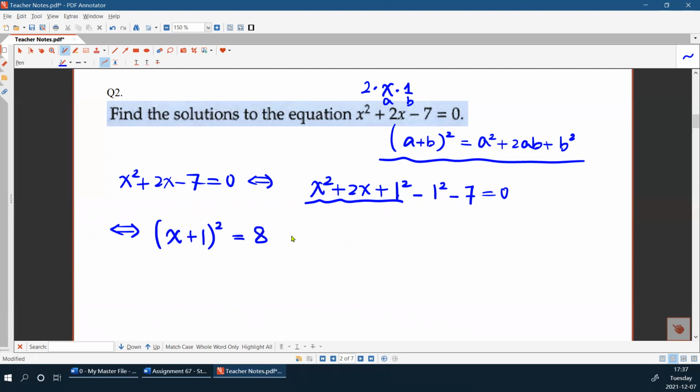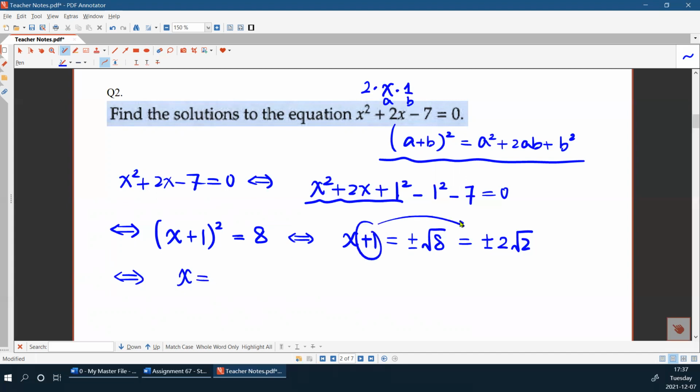Can you follow me? Then this is equivalent to, if something squared is 8, then something inside brackets must be positive or negative square root of 8, which is actually positive or negative twice the square root of 2, right? And this is equivalent to x equals, you can just put the positive 1 to the other side, which is -1, positive or negative twice the square root of 2.